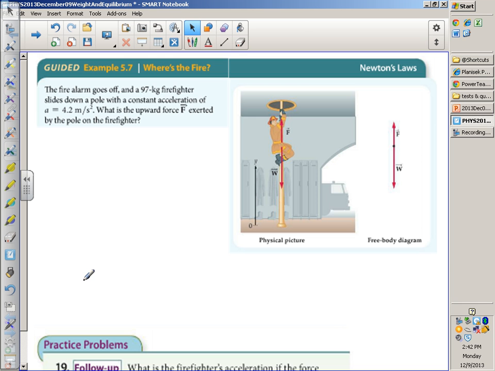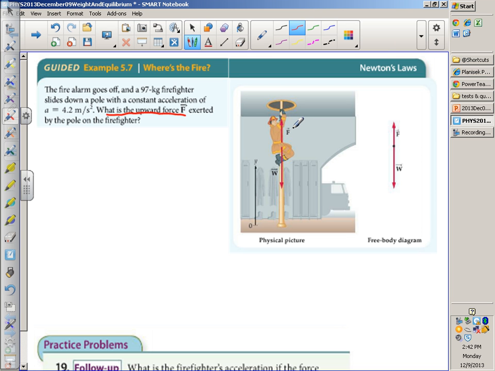So, the fact that he has an acceleration of 4.2 meters per second squared is going to tell you that there has to be something else besides gravity, right? If gravity was the only thing acting on him, what would his acceleration be as he slid down the pole? Negative 9.81. Negative 9.81, but it's not. And so, in this problem here, what is the upward force?